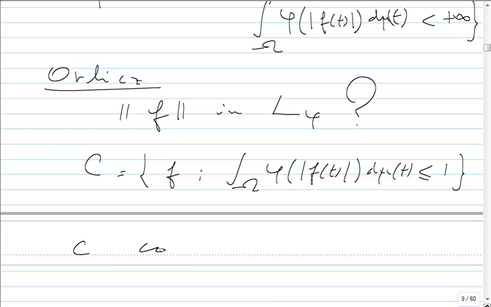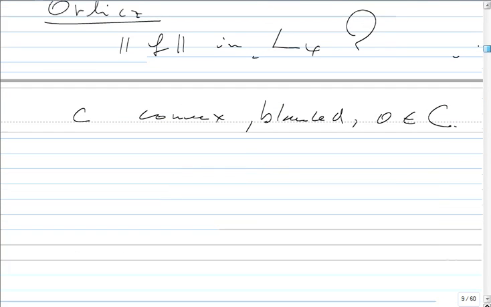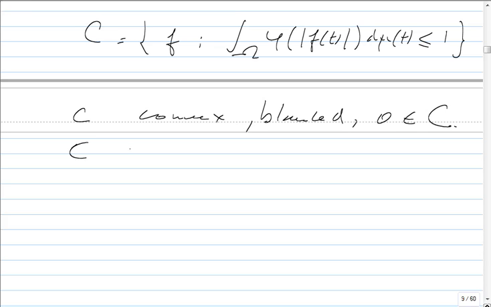So here, C is convex, balanced. It contains 0, the vector 0, because phi of 0 is equal to 0. And C is also closed, if phi is nice, continuous. I'm sorry, because it is convex, so it is closed.